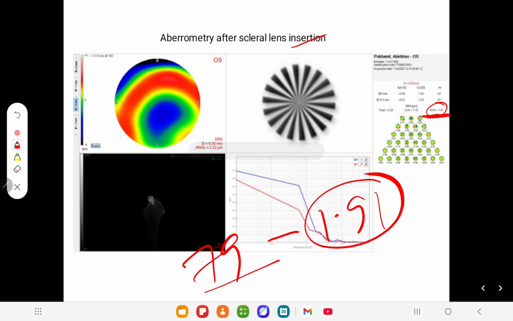So that's it, I think. Aberrometry and keratoconus. If I have anything else, I'll definitely make another video, but this is done.